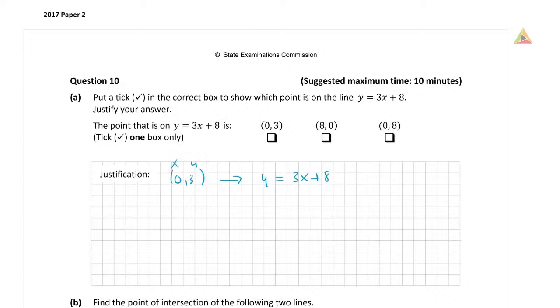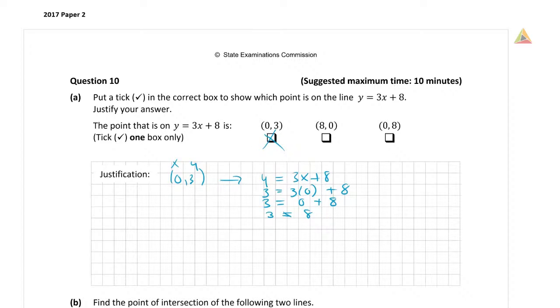So this is x, this is y. So plugging it into the formula. So y, which is 3, is equal to 3 by 0 plus 8. So 3 is equal to, so 3 by 0 is 0, 0 plus 8 is 8. So 3 does not equal 8, so it's not that one.